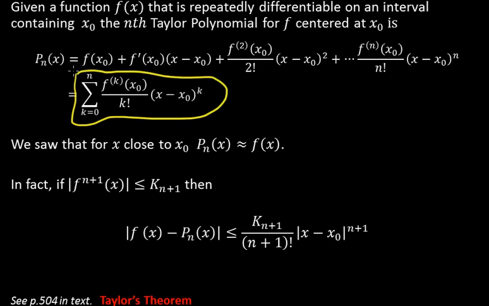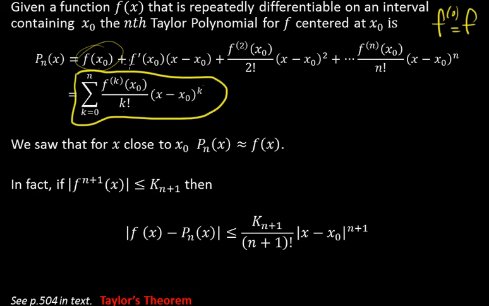So given a function f of x that is repeatedly differentiable on an interval containing some number x naught, the nth Taylor polynomial for f, centered at x naught, is, well, let's look at this notation. What we want to see is how you form the coefficients of the polynomial. Notice that f upper k is the kth derivative at x naught, and f upper 0 is just the function itself. We use that so that we can write it all using sigma notation. When k is 0, you have f of x naught over 0 factorial times that to the 0, so you just have f of x naught.